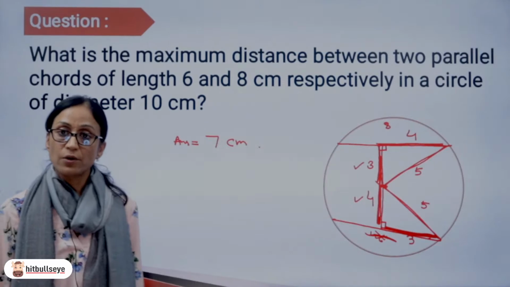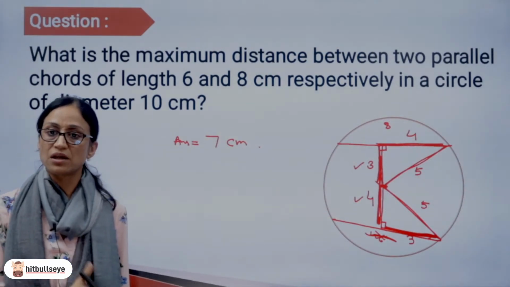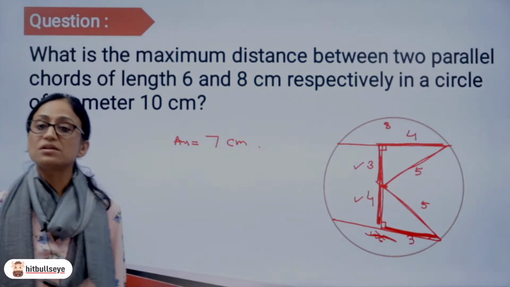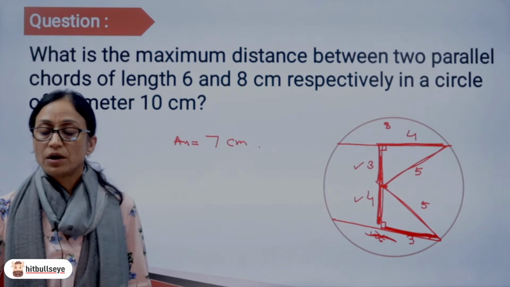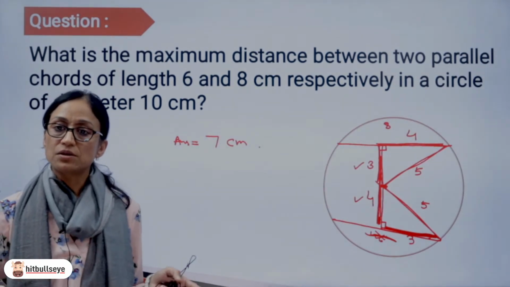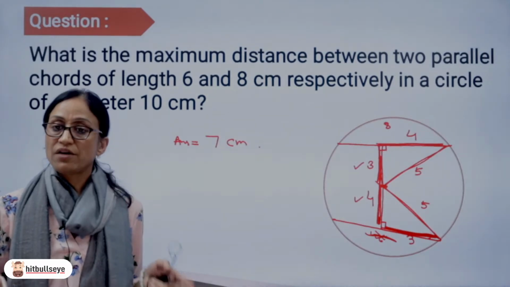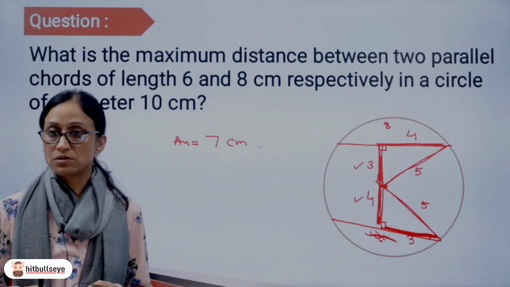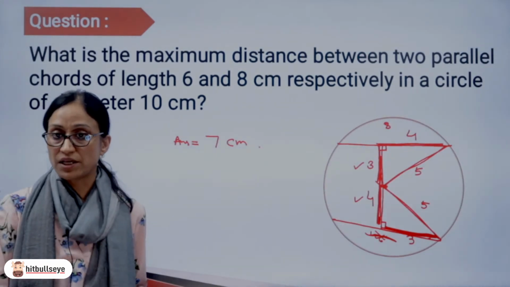Now the interesting question that can be created here, another one based on the same question, is: what is the minimum distance between such chords? The concept is pretty simple. You keep the two chords on opposite sides of the center to create the maximum distance. If the question asks for the minimum distance, you will prefer to keep the chords on the same side of the center.